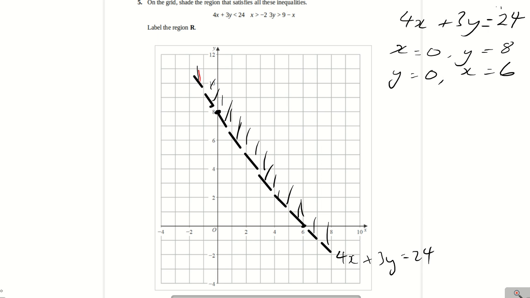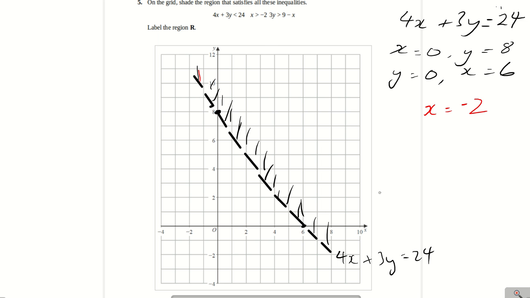Okay, right, on to the next one. Right, the next inequality is x is greater than minus 2. So we're going to have to draw the line x equals minus 2. It's going to be a dashed line because equals is not contained in the inequality, and we're going to need the area which is to the right of that line.